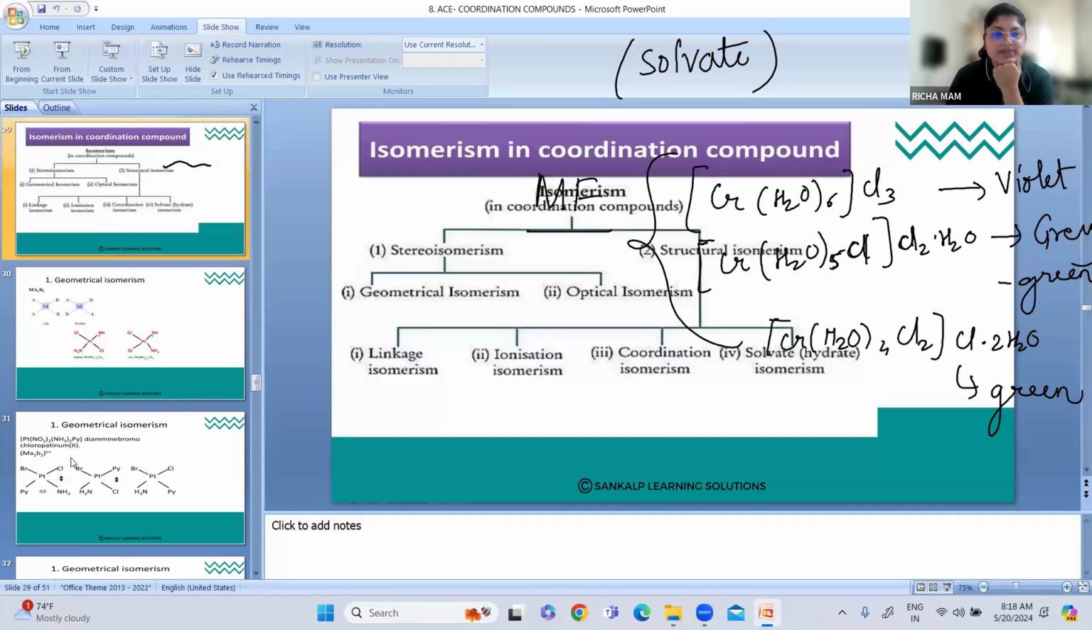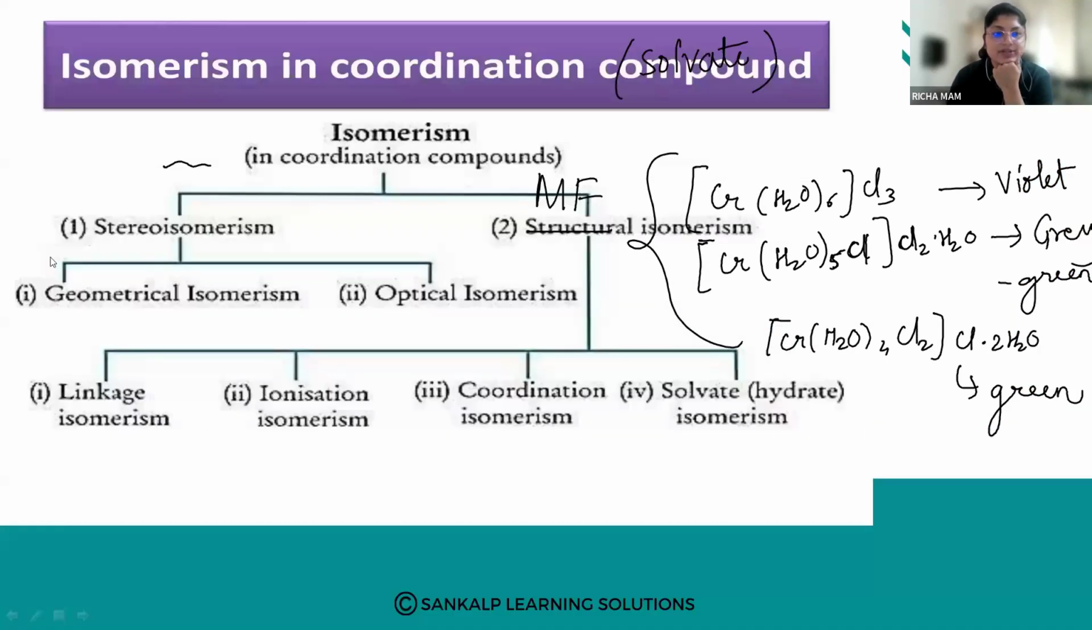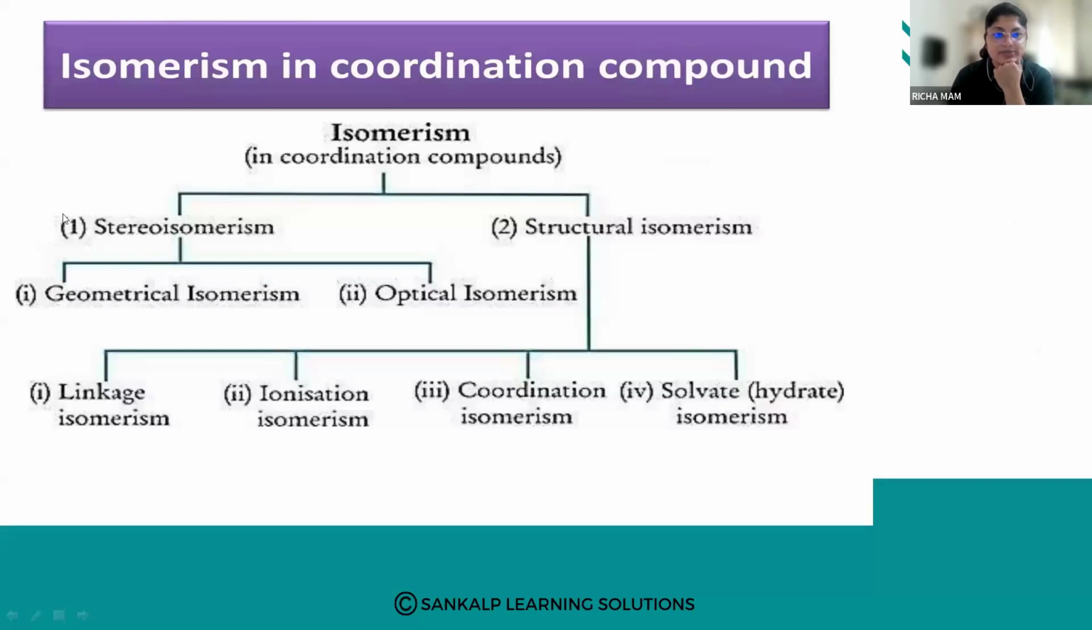Okay, so this completes our structural isomerism. Next, we are going to discuss stereoisomerism. So what is stereoisomerism? Stereoisomers have the same chemical formula and the same chemical bonds, but they have different spatial arrangement.